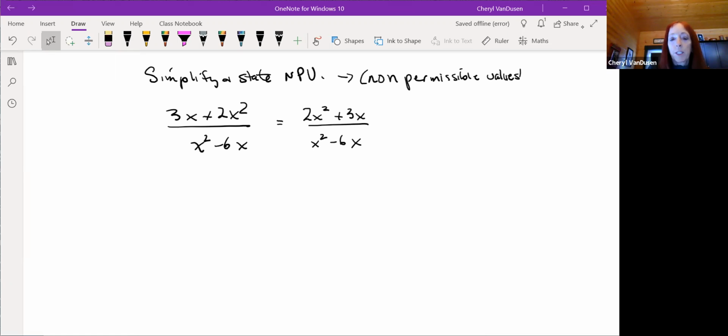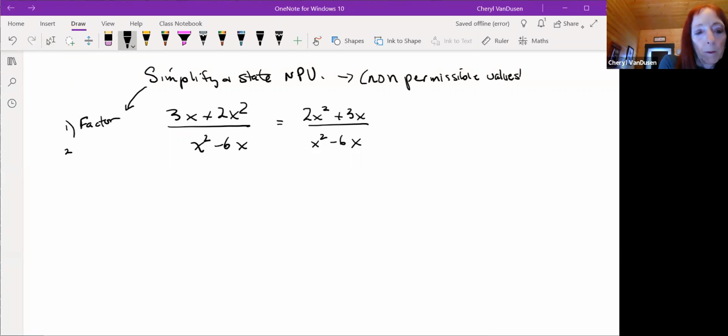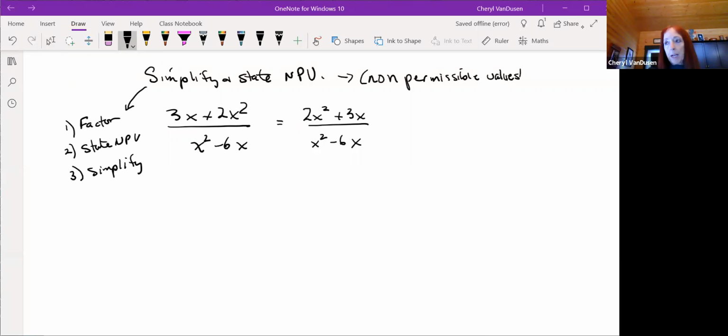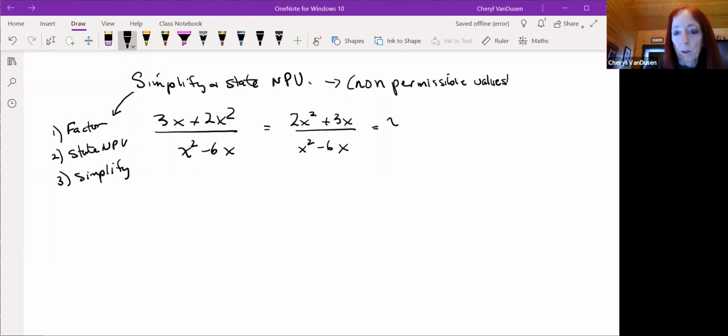Now, the steps for simplifying is that we want to try to factor. Then we want to state the non-permissible values, which again, I've alluded to, but I haven't really talked about. And then we want to simplify. That's sort of the order of the day. So remember, back to our factoring chart that we had at the beginning, we're going to try to common factor. And then we're going to see if there's any other types of factoring that could come up. So we'll just do it step by step. So I see some common factoring on the top. I see that I have an x in both terms, so we could take an x out and be left with 2x plus 3.